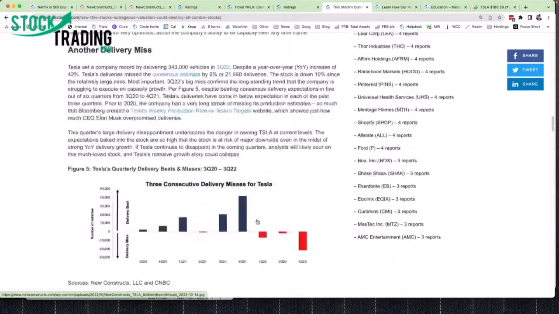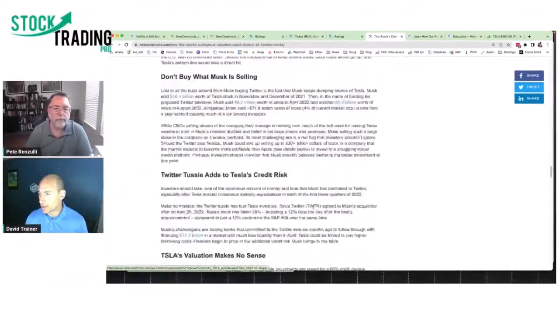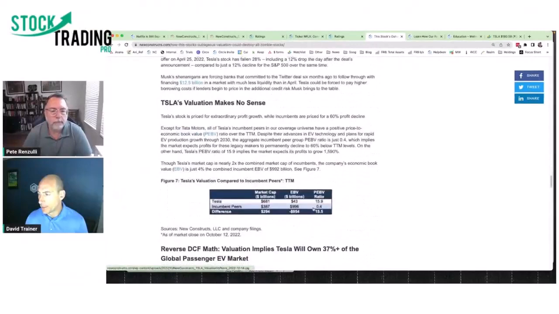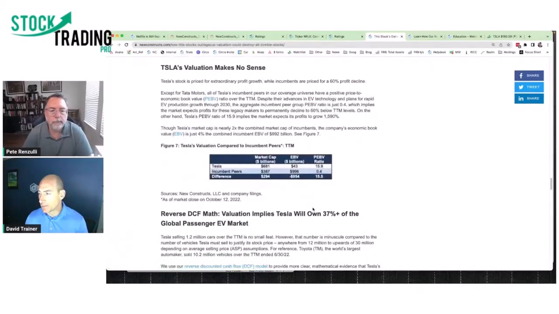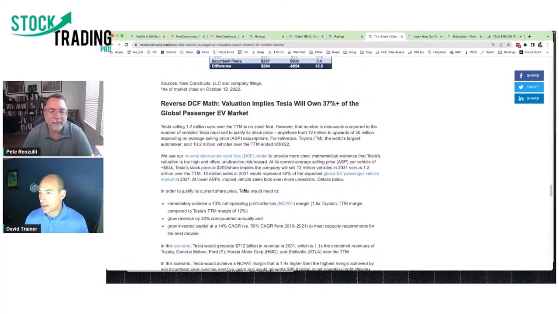Wow. So let's get to the valuation stuff because I think that's the interesting part here. First, we look at the big picture. The market cap of Tesla versus its incumbent peers is pretty ridiculous. They're almost twice as big as all the other top 10 car companies combined. Okay. And then let's do the reverse DCF stuff. Let's get into it here.